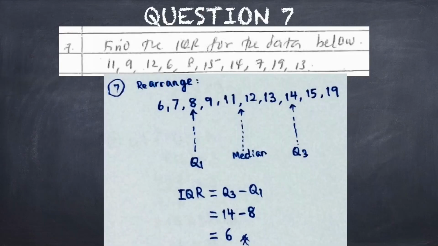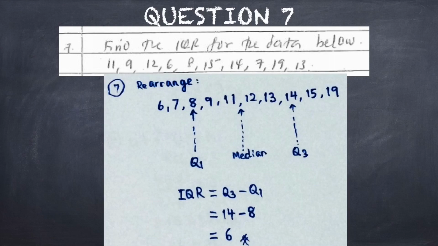Alright, last question, we have to find the interquartile range, IQR, for the data below. First you have to rearrange from smallest to highest. If you look at your data, you have 10 data, so the middle between the 5th and 6th will be the median. So that is our median line. On the left side, we have 5 numbers. You find the middle value of those 5 data, which is 8. So that is the first quartile, Q1 equals 8.